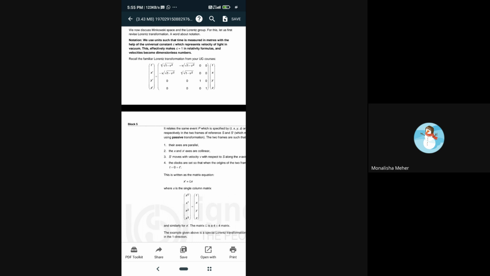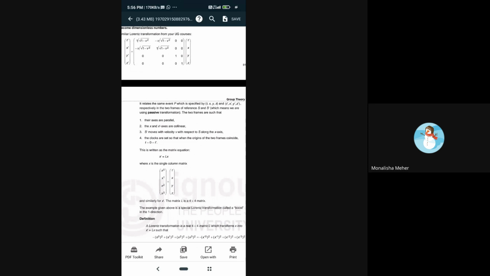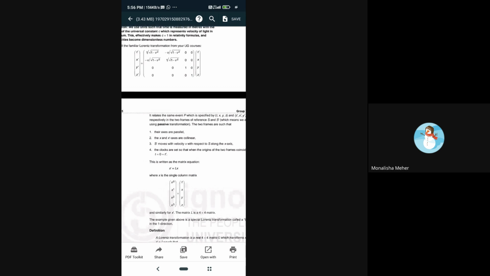So just recollect the Lorentz transformation: (t', x', y', z') is equal to the matrix with first row 1 over root of 1 minus beta squared, minus beta over root of 1 minus beta squared, 0, 0; second row minus beta over root of 1 minus beta squared, 1 over root of 1 minus beta squared, 0, 0; then 0, 0, 1, 0 and 0, 0, 0, 1, multiplied by the column matrix (t, x, y, z). So it relates the same event P, which is specified by (t, x, y, z) and (t', x', y', z').